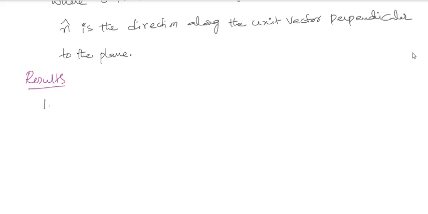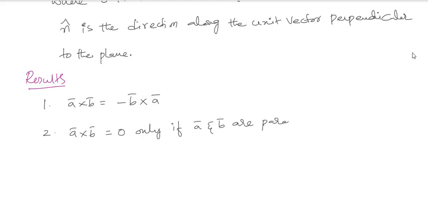So let me take the results for this. What is A bar cross B bar? You can represent it as minus B bar cross A bar. Then next one, A bar cross B bar is equivalent to 0 only if A bar and B bar are parallel.